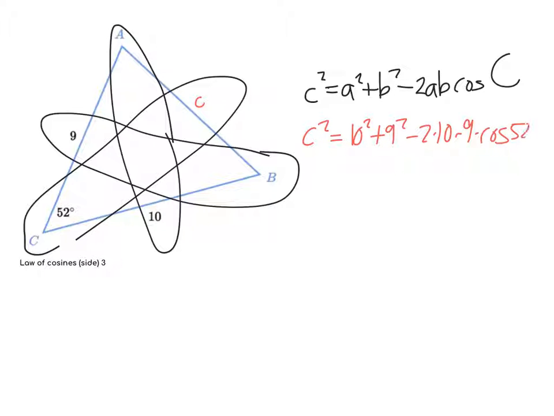cosine of 52. One of the really beautiful things about the law of cosines is that once I set this up, I can just plug this in. So we got 10 squared plus 9 squared minus 2 times 10 times 9 times cosine of 52. Press enter, and I'm almost done because I've got c squared is equal to 70.1809. Taking the square root of that lovely answer gives me c is equal to 8.377.